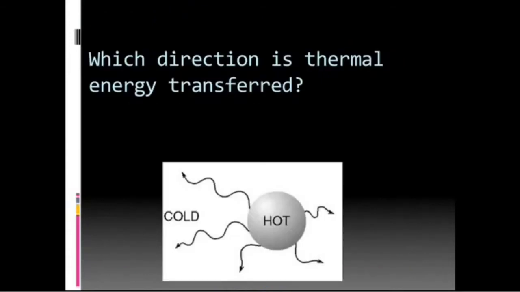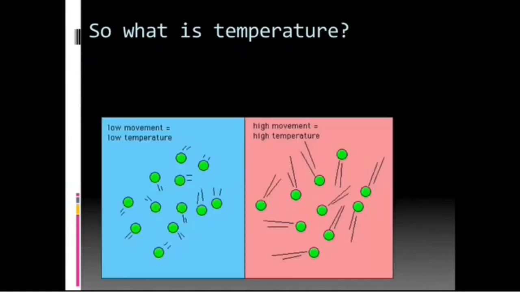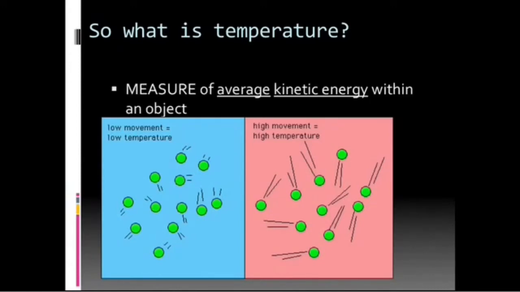So once again, to review, which direction is thermal energy transferred? Again, it's from hot to cold. So if we look at what temperature is, because obviously this is related, it's related to the kinetic energy. It's a measure of the average kinetic energy within an object. And when we're talking about that, we're talking about the molecules. So if you look at the blue side, those green circles are representing molecules, and they're not moving very much. So if they have low movement, they're going to also have a low temperature. The less they move, the lower the temperature. On the right, we have a lot more movement, and so the temperature is going to be higher.